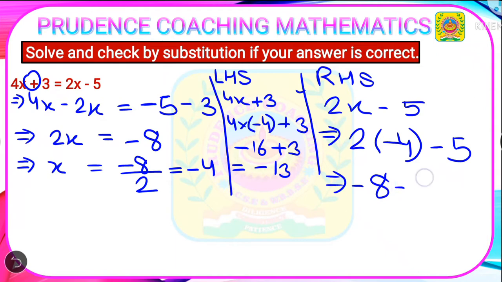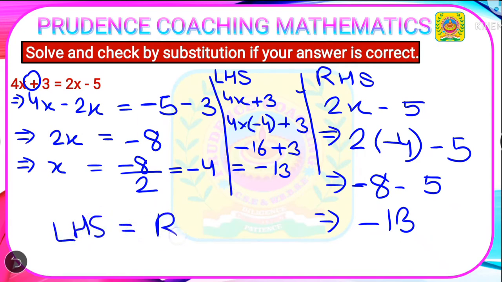So again we have minus 5, as both the signs are negative, so we need to add. So 8 plus 5 will be 13, and we need to give the sign of the bigger one, that is 8. So you will get minus 13. So as you can see, your LHS is minus 13 and RHS is also minus 13. Therefore we can write LHS equals to RHS, and within the bracket we will write checked, as it is proved.